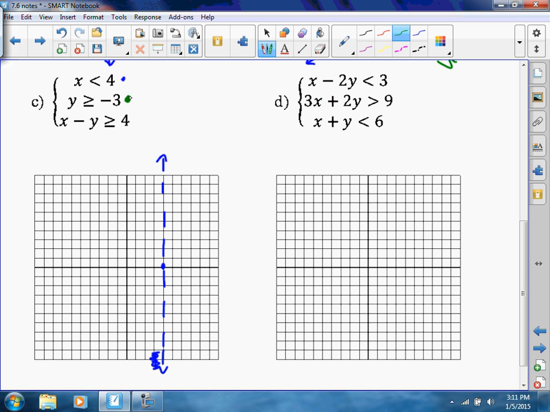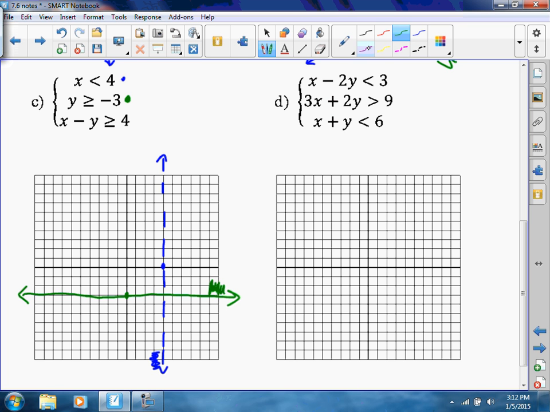My second line I'll do in green. This is y equals, so it's going to be horizontal. So I'm going to go to negative 3 on the y-axis. And I want a solid horizontal line that goes through it. And it was greater than, so I'm going to shade above.